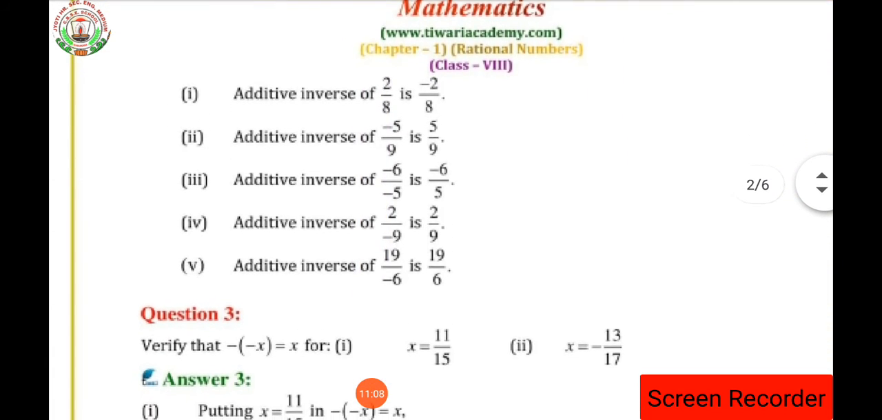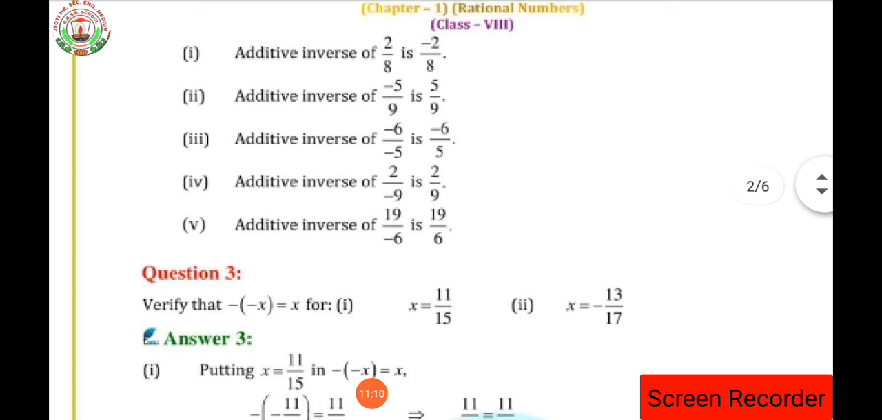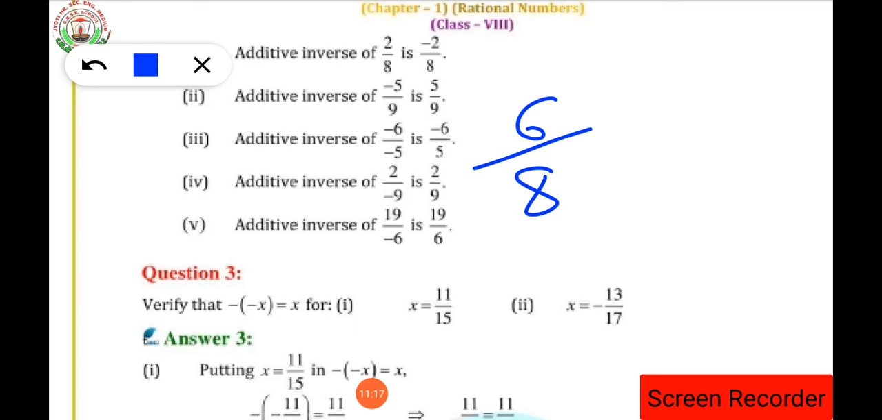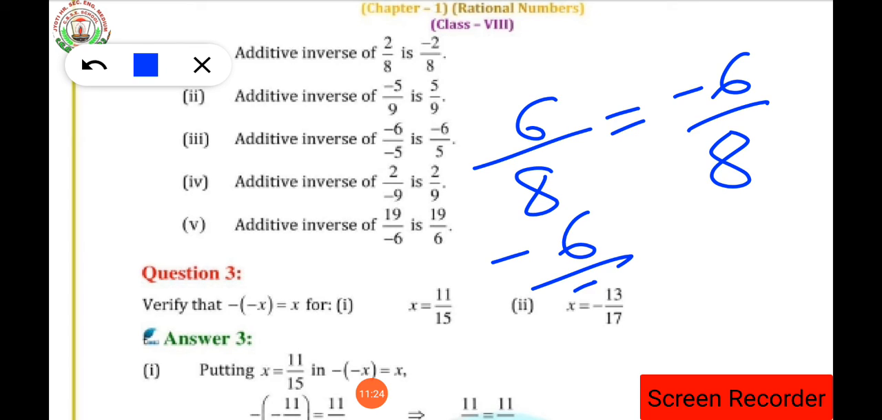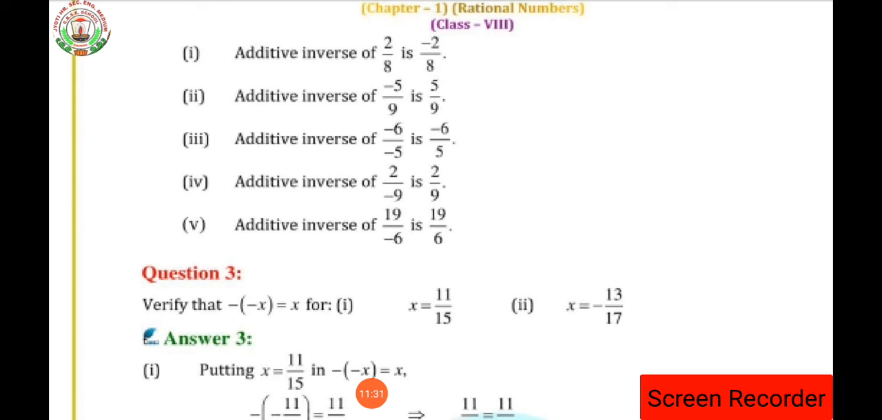It means, students, that whatever number we have, what do you mean by additive inverse? Suppose we have 6 upon 8. Then the answer will be in the form of negative. If we have minus 6 upon 8, the answer will be plus 6 upon 8. Only the sign will change in this question. So the additive inverse of 2 by 8 is minus 2 by 8. The additive inverse of minus 5 by 9 is 5 by 9.